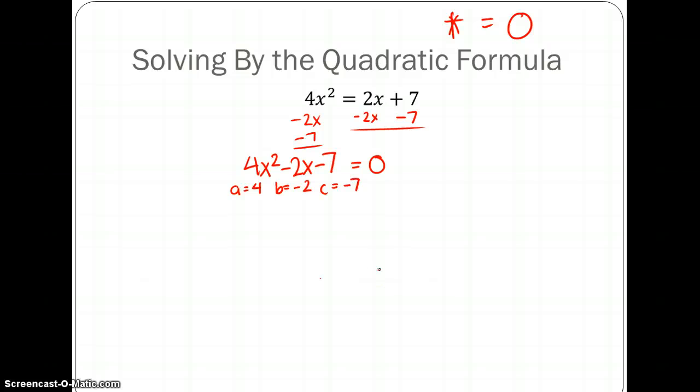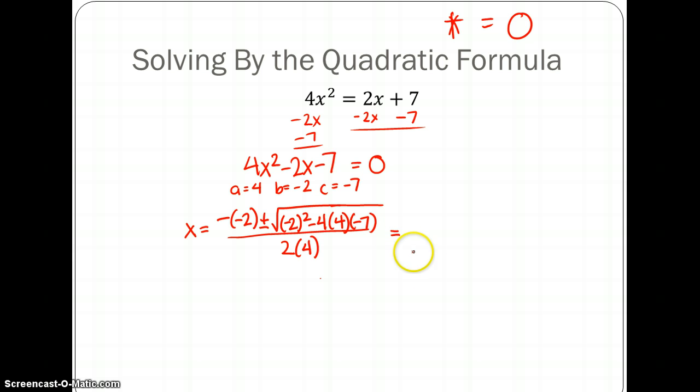So we have our A, B, C values. Let's plug it into the quadratic formula. So x is equal to negative the B value plus or minus the square root of B squared minus 4 times A times C. All of that is divided by 2 times A.